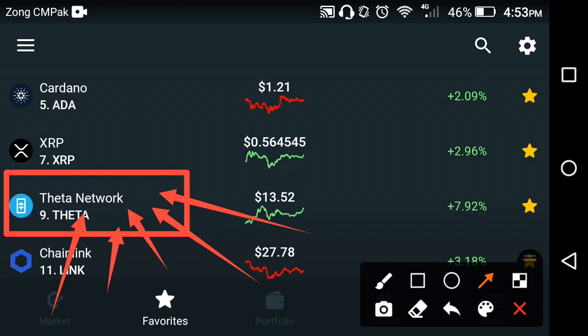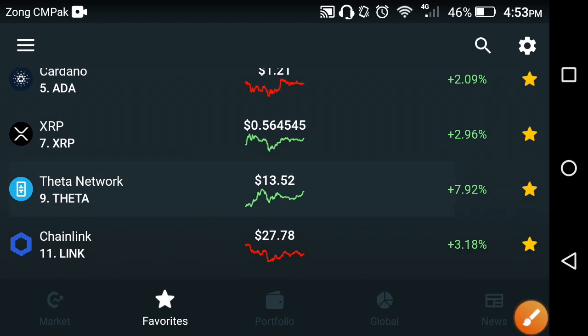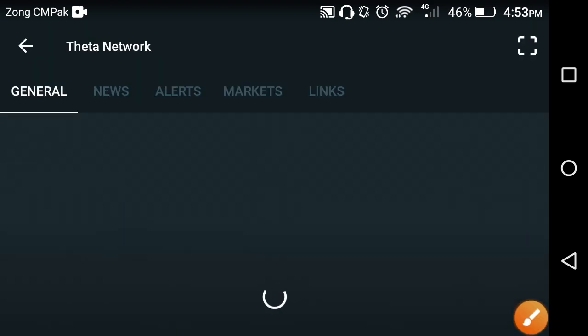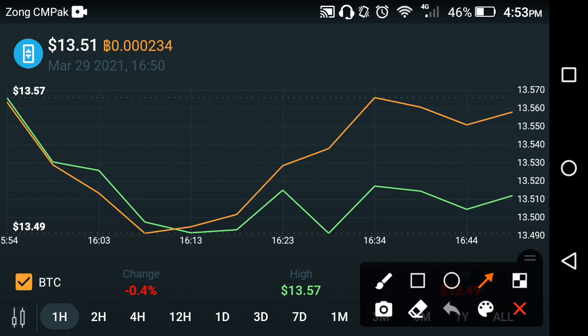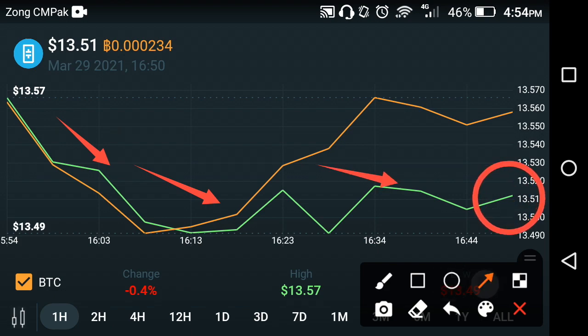Now let's see what changes occurred in Theta Network in the last 1 hour. First of all, we look at the last 1 hour result of Theta Network. After that, we look at the last 2 hour result. If we see the chart analysis of Theta Network in the last 1 hour, the chart clearly tells us that it's a falling time for Theta Network. But don't worry, currently they are jumping upward. As you can see here at this position, the jump of Theta Network starts now.